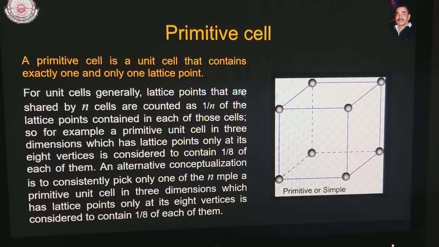That is, again we see the definition. A primitive cell is a unit cell that contains exactly one and only one lattice point. So, though we have observed 8 lattice points, actually this unit cell contains one lattice point. Okay, that is, each lattice point is shared by only 1 by 8.